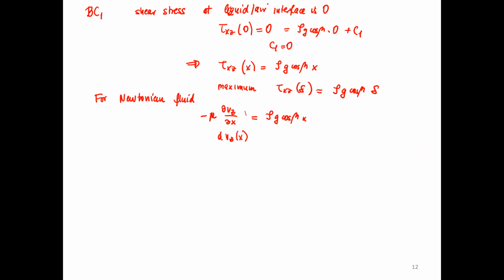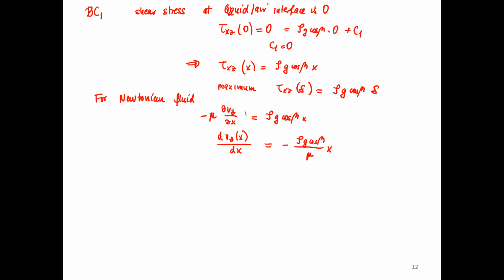So this is really dVz dx. So d is for a single variable function, delta is for a multivariable situation. But in this case, it's interchangeable. So that's equal to, when I put minus mu on the other side, minus rho g cosine beta over mu x.